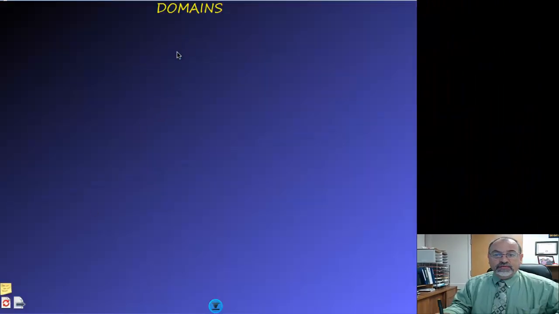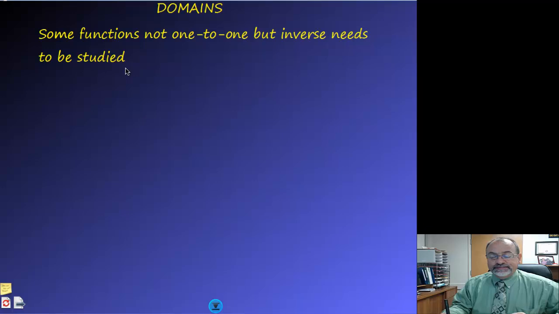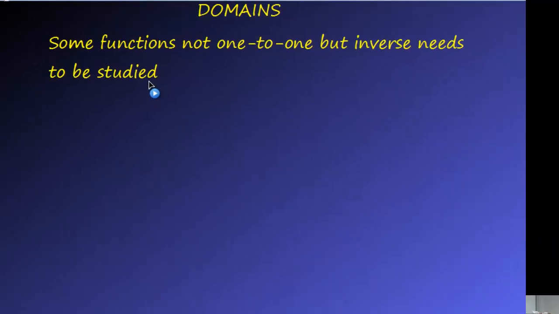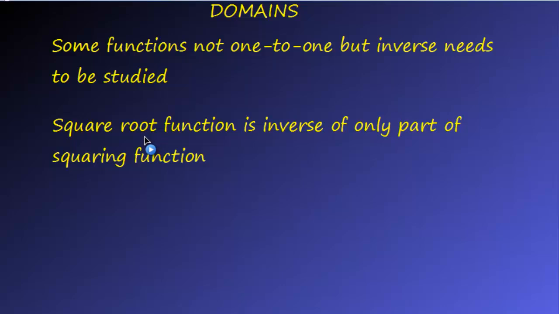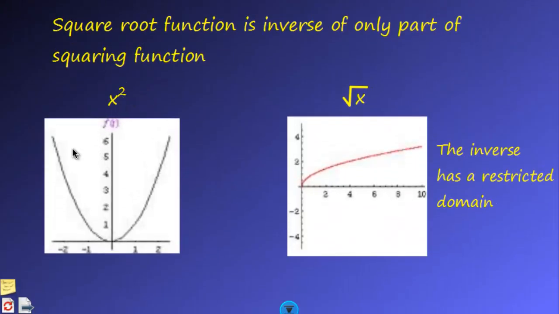Now when we're looking at domains, the domain of the new function sometimes will inherit certain characteristics. And the reason is some functions are not one-to-one, but we do want to look at the inverse because it's important that we study the inverse. And the square root function, if we take a look at it, is the inverse of only part of the squaring function. In other words, if I have x squared here, you'll notice if we do the horizontal line test on this, the inverse will not be a function.